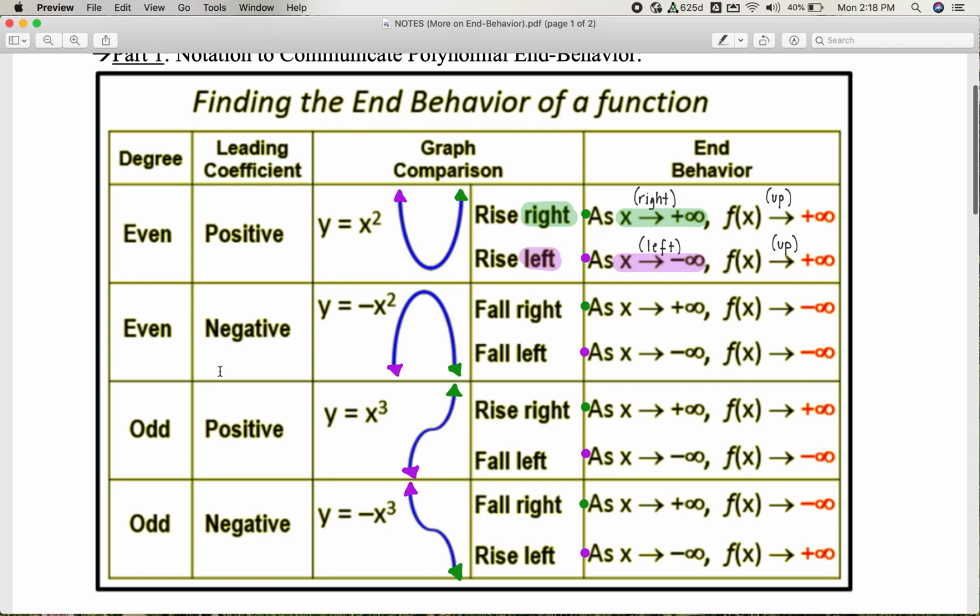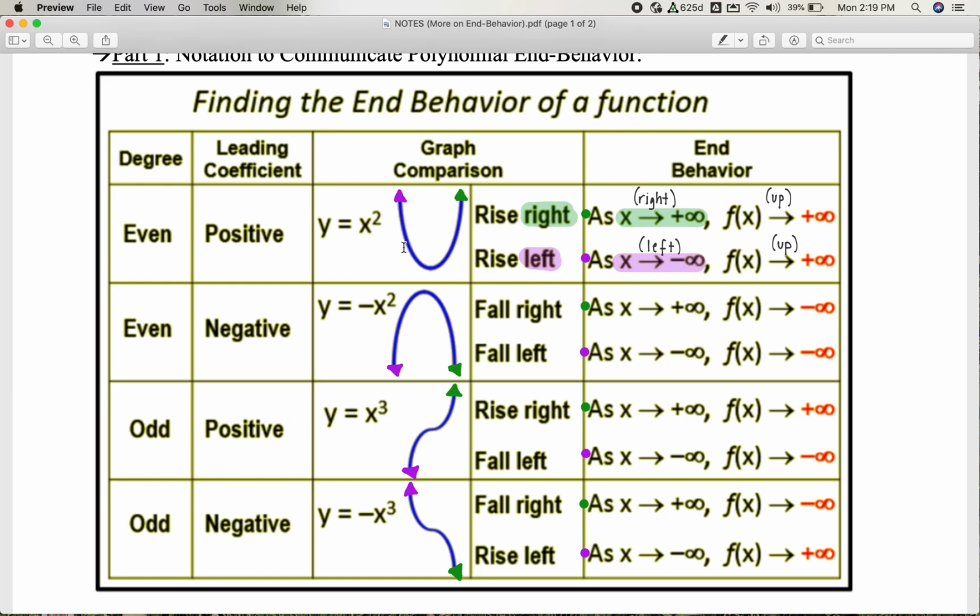So let's start off by reviewing what we know, and as we do so, we'll look at how this statement right here really just says the same thing we've been saying all along. So these first two rows right here talk about the end behavior of even degree polynomial functions. So here's two examples, x to the second, 2 is an even number, or negative x to the second, where that leading coefficient is negative.